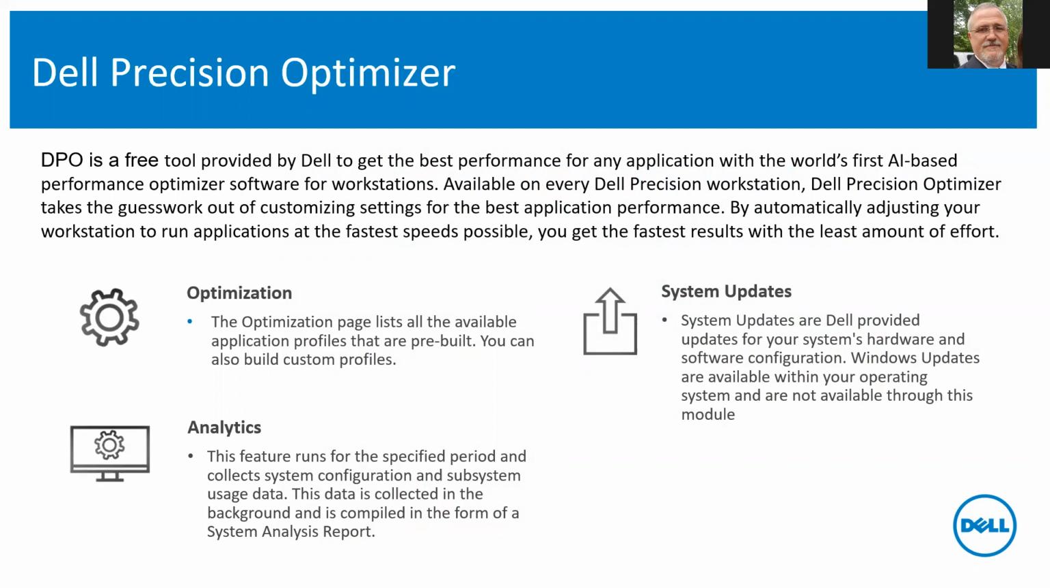It's a free tool that comes on every Dell Precision workstation, both fixed and mobile, and it can automatically adjust your workstation settings to run applications at the fastest speeds possible. It has three main components to it. Optimization. This is where you select or build the application profiles. We'll talk about that in great detail in a few minutes.